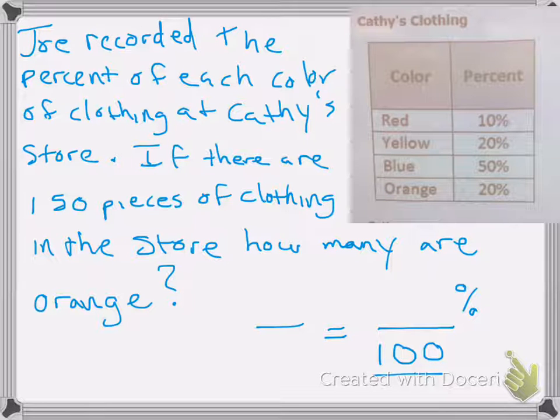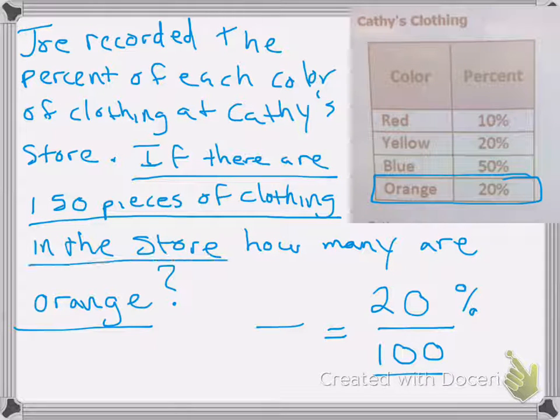So, it's asking you for orange. How many orange there are? It tells us right here the percentage of orange is 20%. It also says if there are 150 pieces of clothing in the store, so we have to think, is that part of the clothing in the store, or is that all of the clothes in the store? So is it part or whole? Well, that's my whole, 150. There are 150 pieces of clothing in the store. So I'm trying to find out what is 20% of 150.